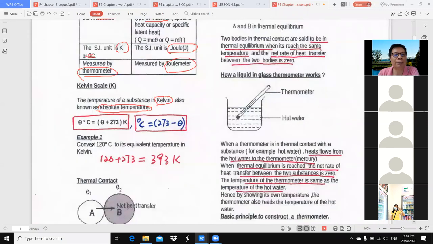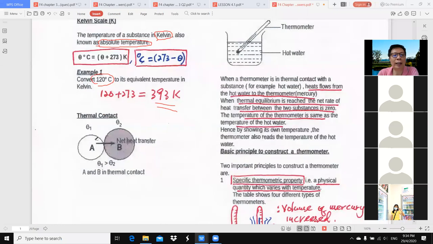Okay, take an example. Convert 120 Celsius to Kelvin, okay? You add 273, so it becomes 393 Kelvin. Okay, 120 degrees Celsius is the same as 393 Kelvin. So add 273, this one okay. Thermal contact. Thermal contact means when two objects are in contact, then there is heat transfer.